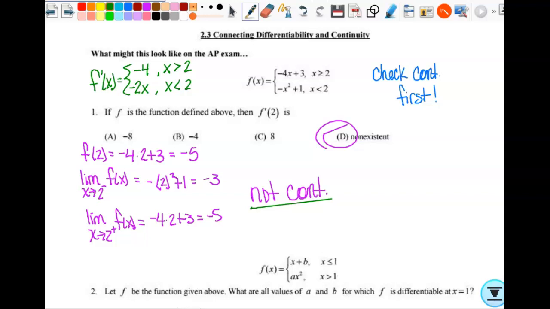What do I write for it? Let's see. I'm going to write this down: didn't check continuity first. I'm writing it down so I won't forget. Yeah, you don't go to calculus prison. All right, we good?